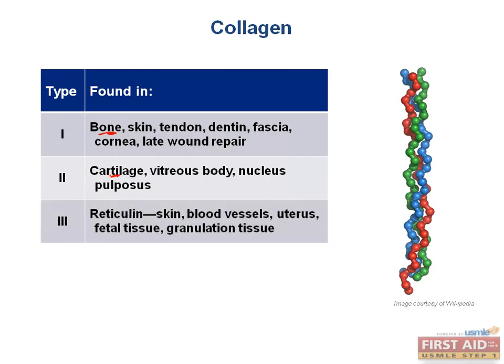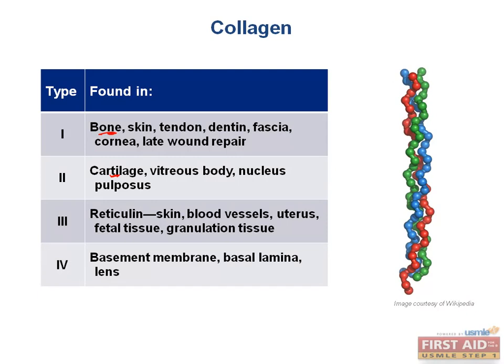Alright, type 3 collagen is also known as reticulin and is found in the skin, blood vessels, the uterus, fetal tissue, and granulation tissue. And lastly, type 4 collagen is found in the basement membranes or the basal lamina, which you can remember using the mnemonic type floor under the floor.